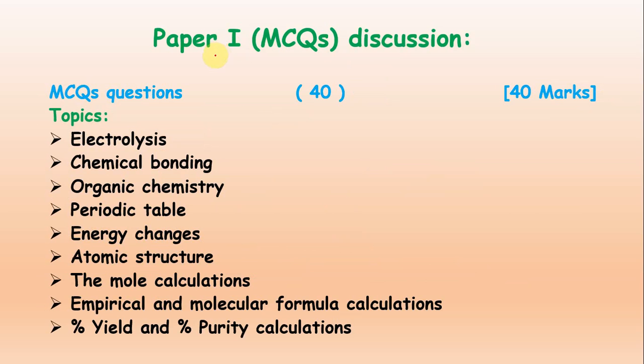Now look at some important topics of paper 1. Some questions will be related to electrolysis, chemical bonding, organic chemistry, the periodic table, energy changes, and atomic structure. Also the mole calculation and stoichiometry, empirical formula and molecular formula, and percentage purity and percentage yield calculations. These are some important topics of the paper 1 MCQs.